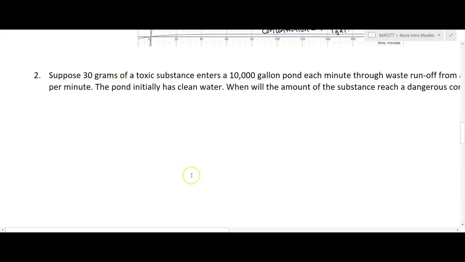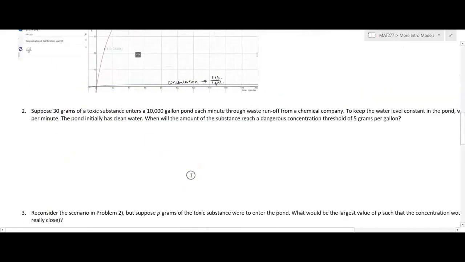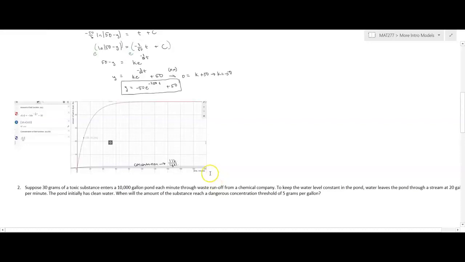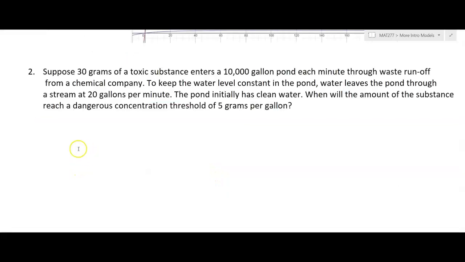Let's look at another problem that involves this next problem. We have a very similar situation, but here we have 30 grams of a toxic substance entering a 10,000 gallon pond each minute through waste runoff from a chemical company. Now that just means that we have sort of a larger drum here.